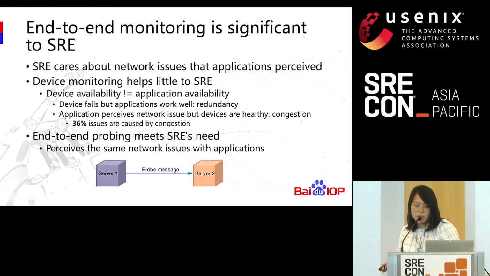Well, end-to-end probing is one server sending a probe message to another. It perceives almost the same network issues as applications. Therefore, NetRadar takes the end-to-end probing method, which is very significant to SRE.